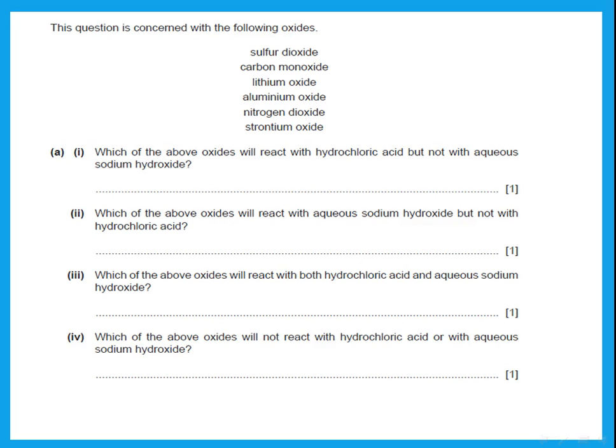Okay? Now, we have a list of oxides, and he's saying which of the above oxides will react with hydrochloric acid but not sodium hydroxide. Okay, so I want something that reacts only with acid, so it has to be a base. Which of these is a base? We said a base is usually the oxide of what? Oxide of metals. So, lithium oxide, that's one. I cannot put aluminum oxide because aluminum oxide is not basic, it's amphoteric. Which one is the other basic one? Strontium oxide. So here you're supposed to write all of these. If you don't write both, you don't get the mark.